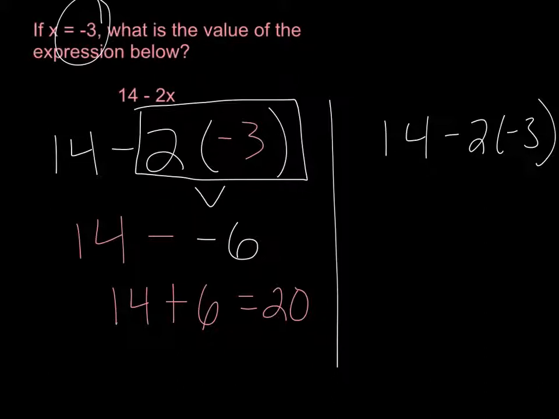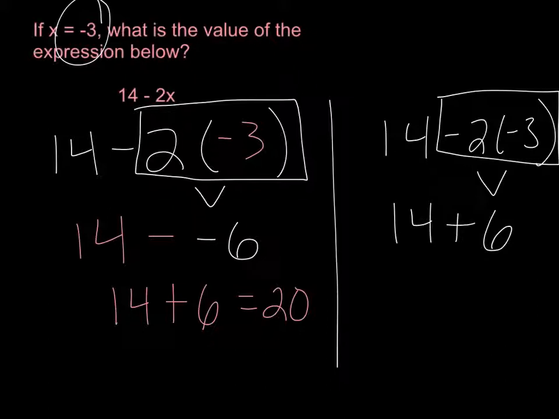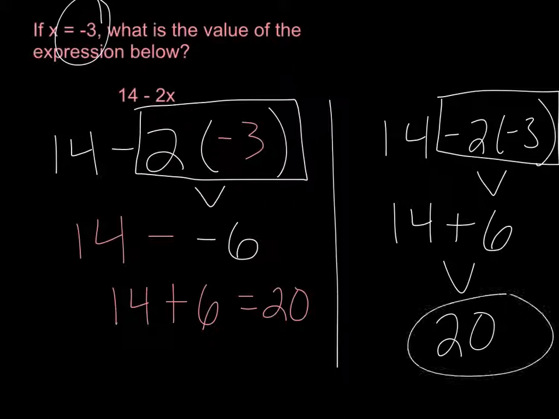Here's another way that I could solve this. Instead of doing 2 times negative 3 like I did here, I can do negative 2 times negative 3. What's negative 2 times negative 3? That's positive 6. 14 plus 6 gives me 20. Either way, I got the exact same answer.